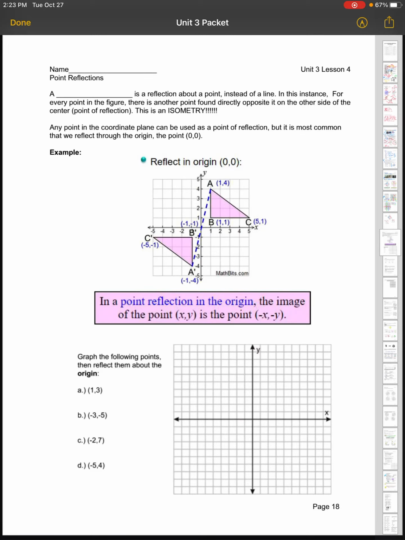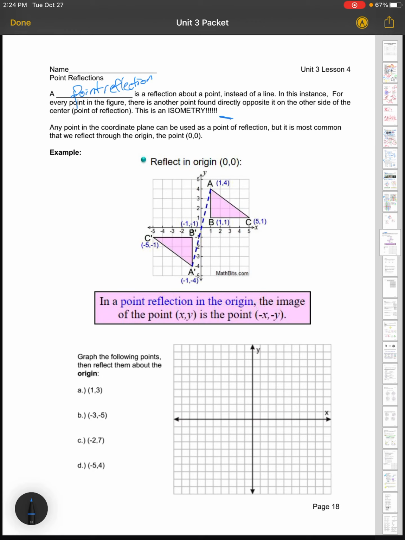So a point reflection is a bit different than a line reflection. A point reflection is a reflection about a point instead of a line. In this instance, for every point in the figure, there is another point found directly opposite it on the other side of the center, also known as the point of reflection.